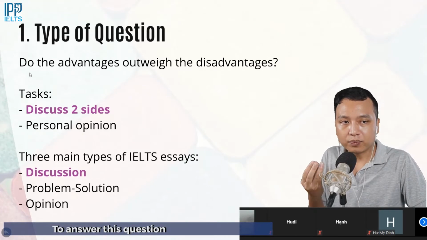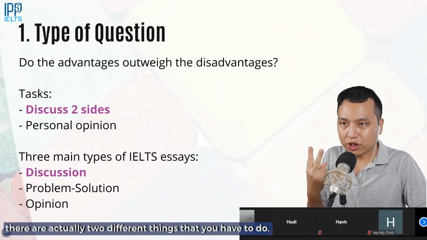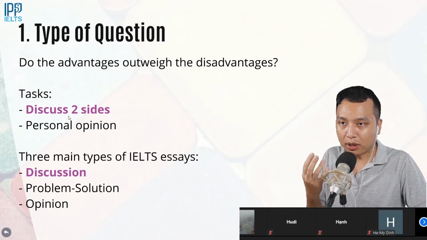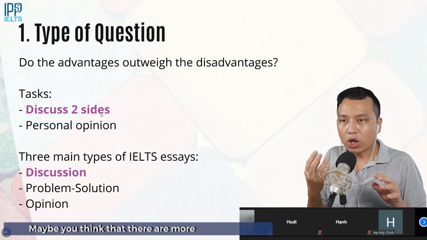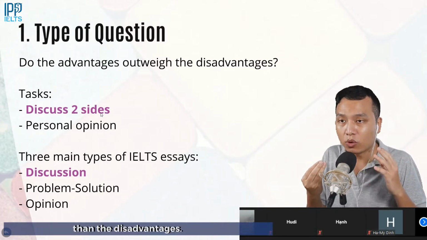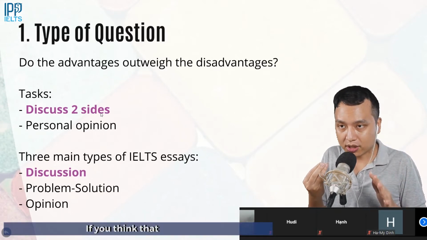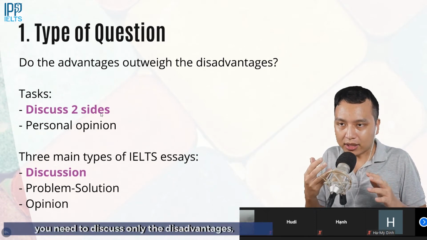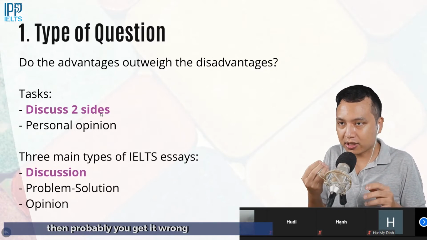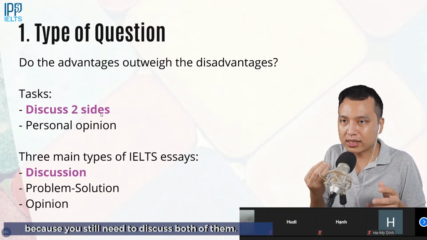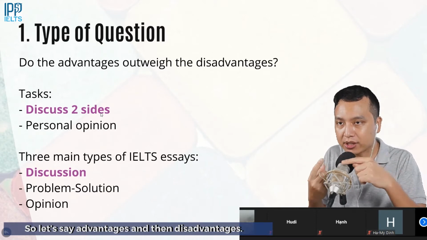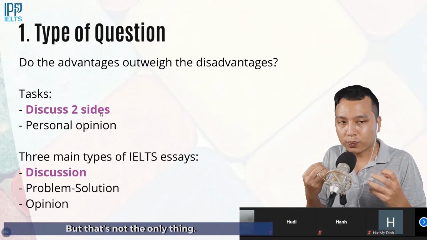To answer this question, there are actually 2 different things that you have to do. First of all, you need to discuss both of the sides. Alright, so maybe you think that there are more advantages, or the advantages are more significant than the disadvantages. And then if you think that, you need to discuss only the advantages, then probably you get it wrong, because you still need to discuss both of them. So let's say advantages and then disadvantages, but that's not the only thing.